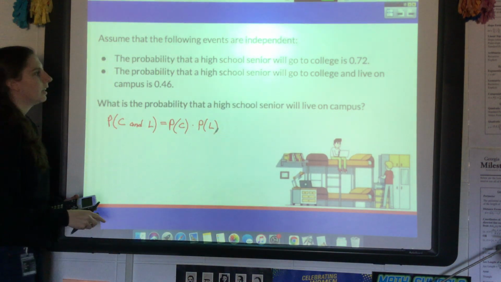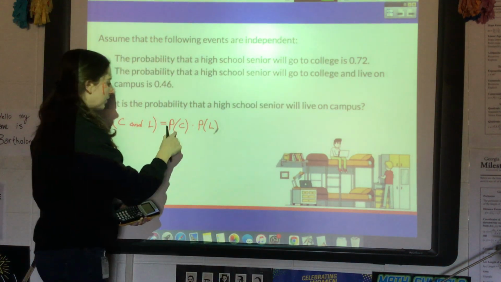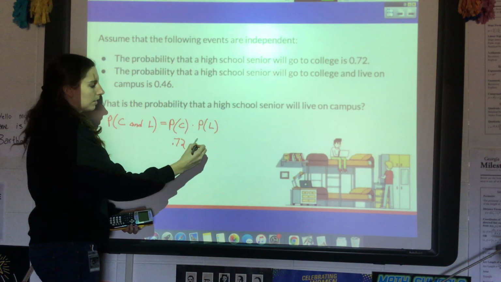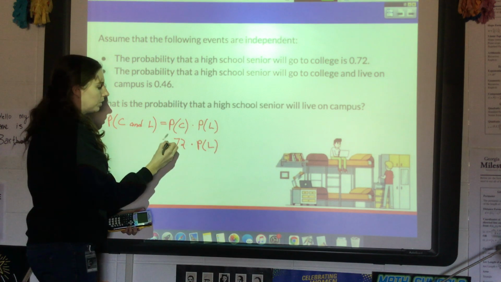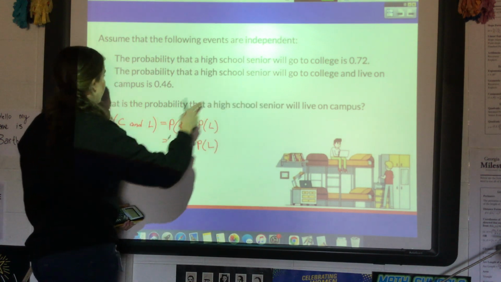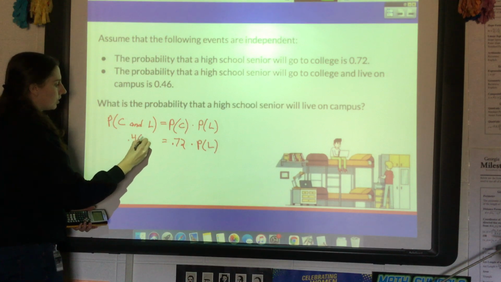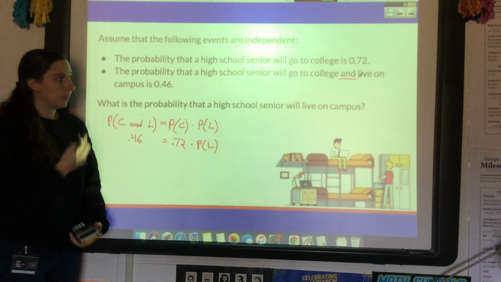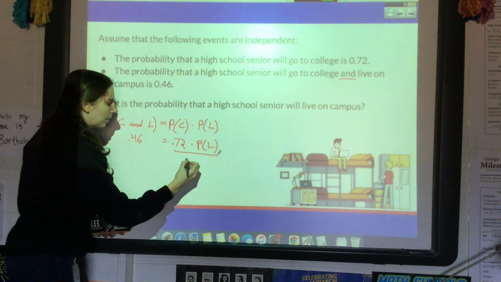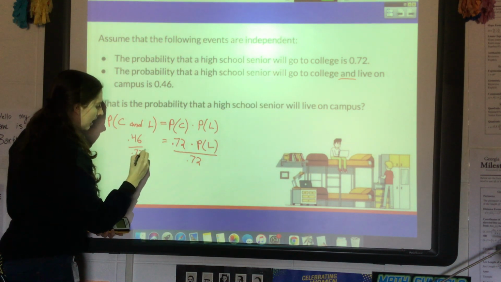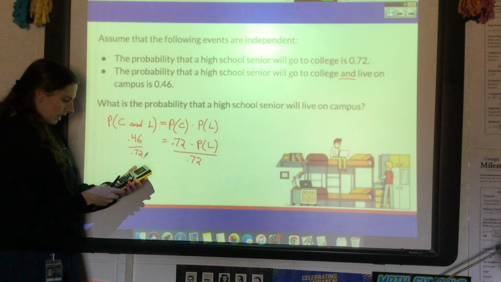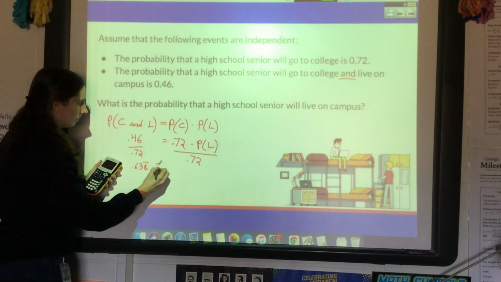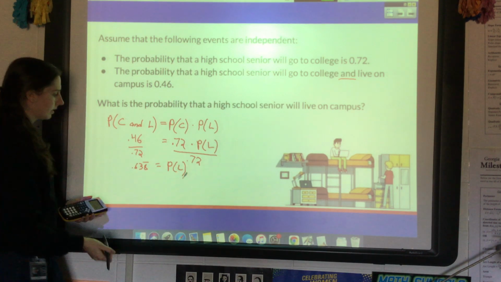Basically just fill in all the pieces. It told me the probability they will go to college is 0.72. I'm trying to find the probability they'll live on campus, so this is what I don't have yet. But I do have the probability they will go to college and live on campus is 0.46, which is this. The word and is important there. And basically just solve for the probability of living on campus by dividing by 0.72 on both sides. And let's see what we get. 0.46 divided by 0.72 is 0.638 repeating. And that's the probability they live on campus, about 64%.